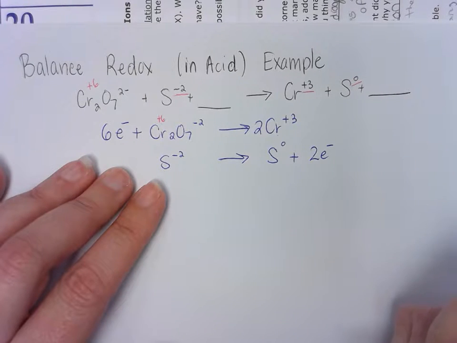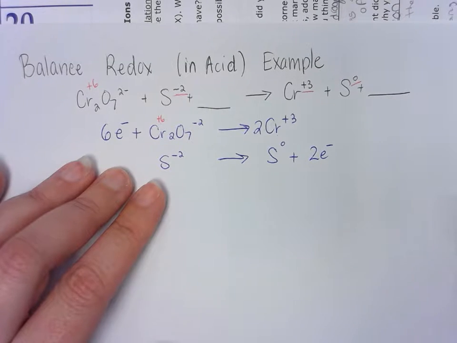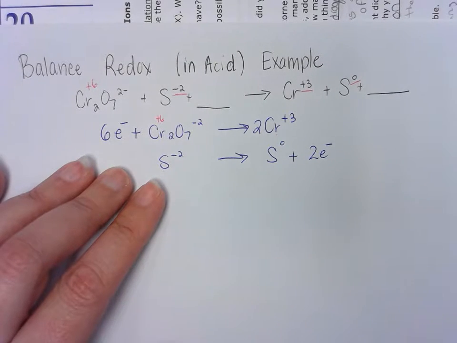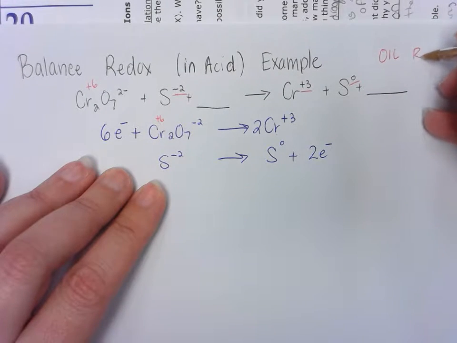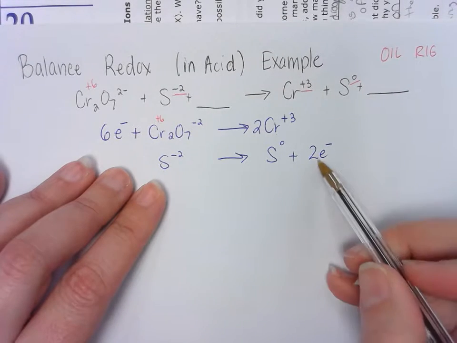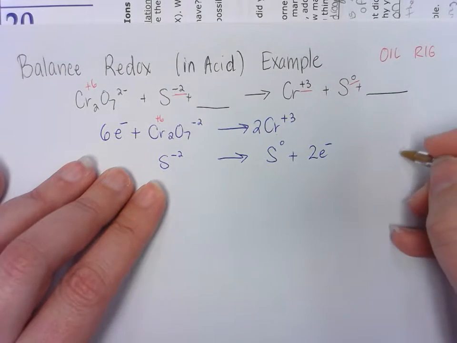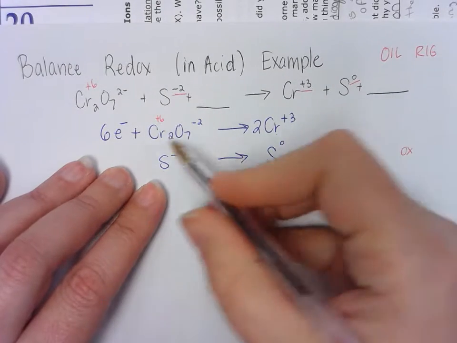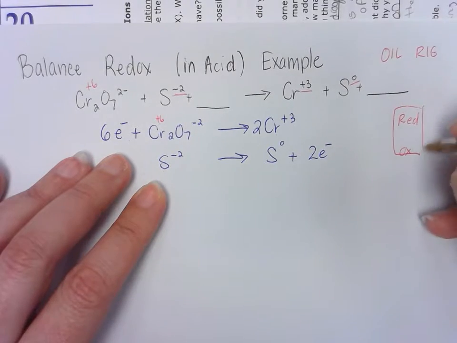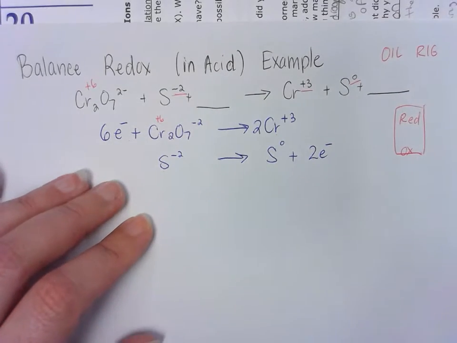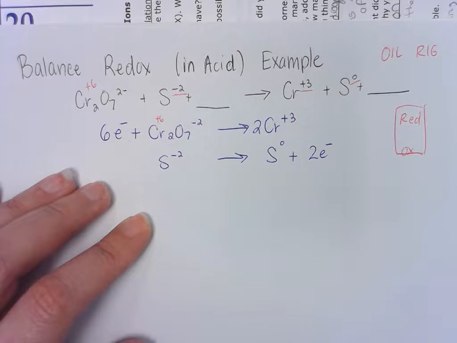You could take a moment and think about which one is being oxidized and which one is being reduced. This is not part of the steps that you have to do, but if you remember OIL RIG, this one is losing electrons, so this one would be our oxidation, and this one is gaining electrons, so this would be our reduction. Sometimes they ask you to find that information, but in this case we're not doing that. Just a little side note.